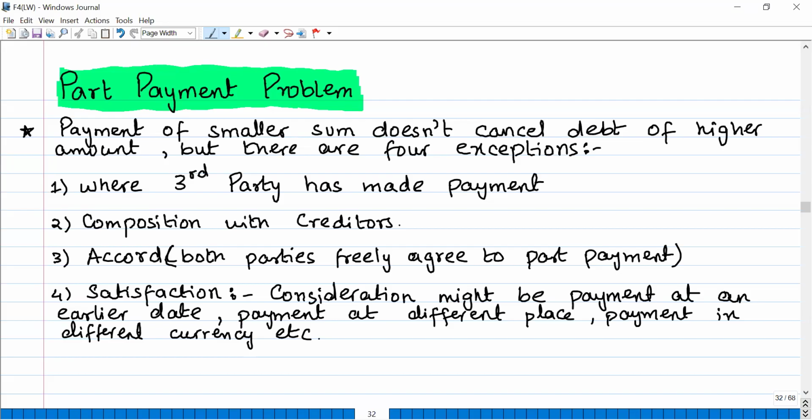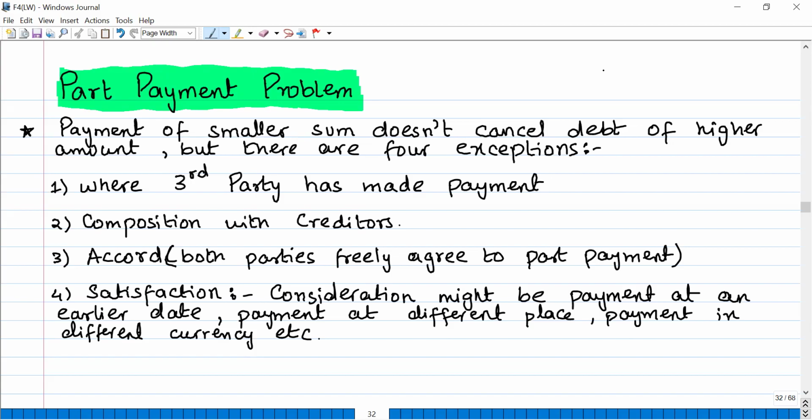But there are four exceptions. In the eyes of the law, the smaller sum can cancel the larger sum, but there are four exceptions. Okay, the smaller sum can cancel the larger sum in these four situations. The first one is where the third party has made the payment.